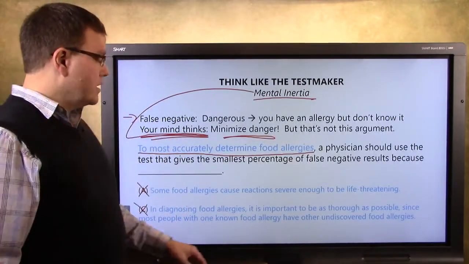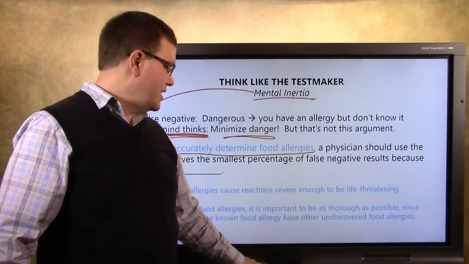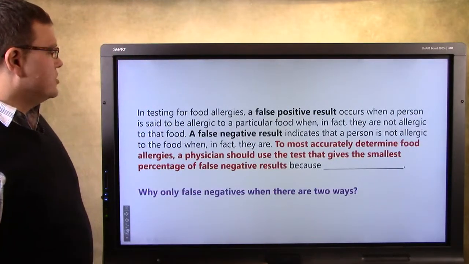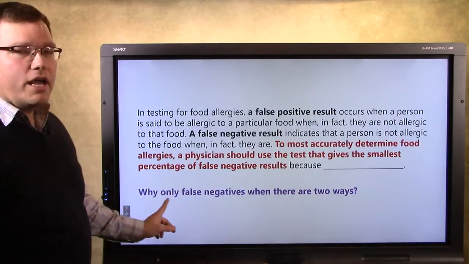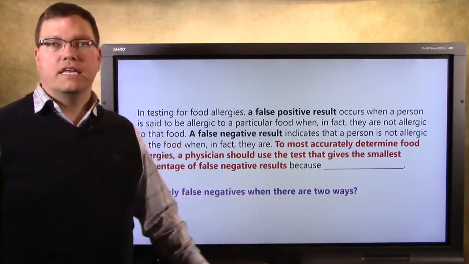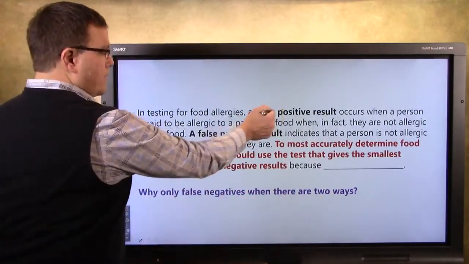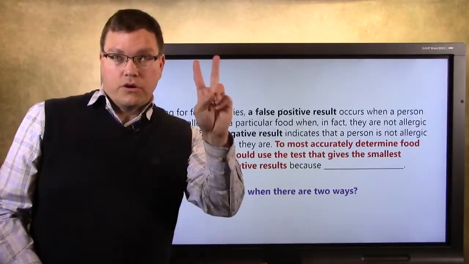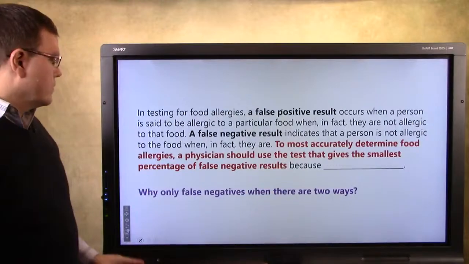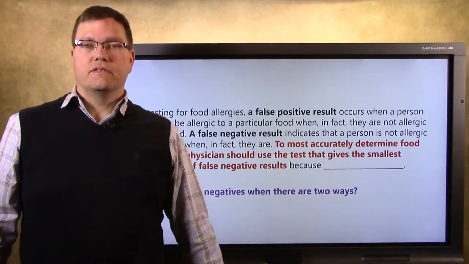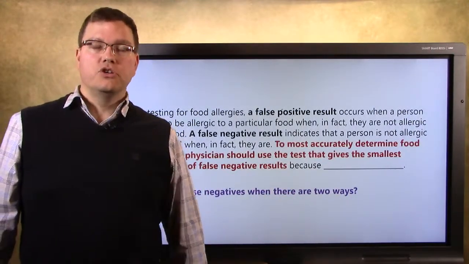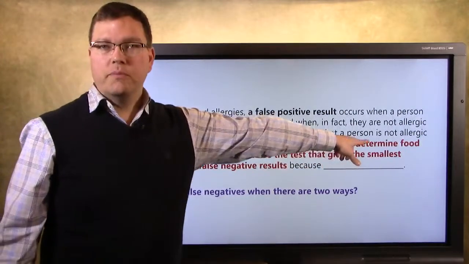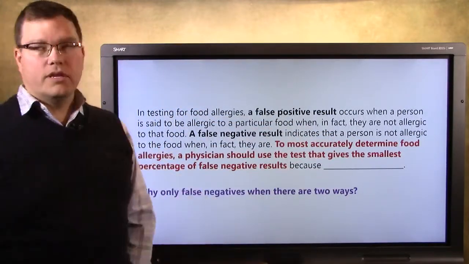Okay, so it's what Untitled said a little bit earlier, which is this: the question we have to ask ourselves is, if you have a false positive and a false negative as ways to be wrong, there are two ways to be wrong, right? Why only false negatives? In order to be most accurate, why are we only looking at false negatives?